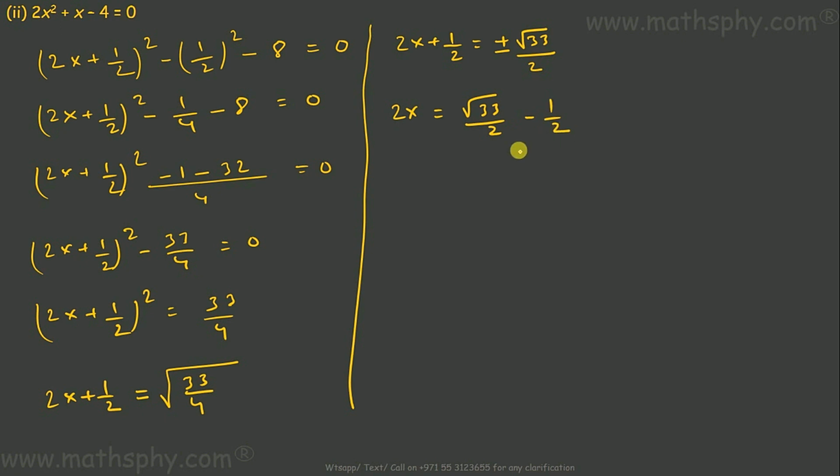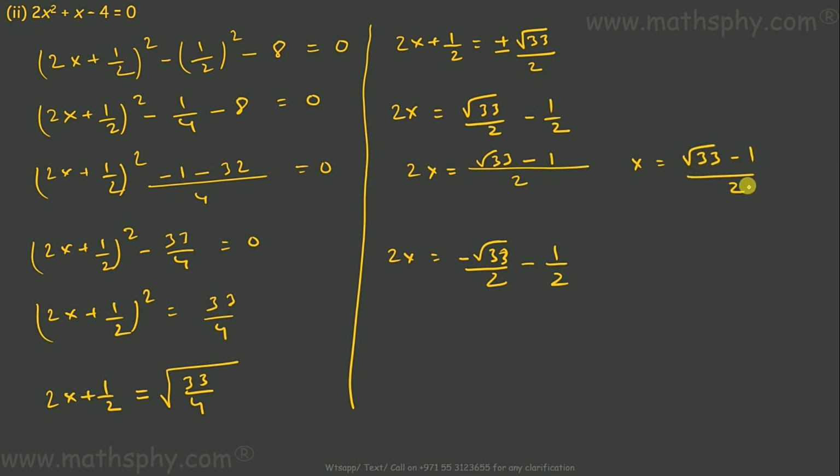minus 1 over 2. And 2x would be minus root 33 over 2 minus 1 over 2. So x would be root 33 minus 1 into 1 over 2. I can write this as negative 1 plus root 33 over 4 also. There's no harm in there. And this will be negative root 33 minus 1.